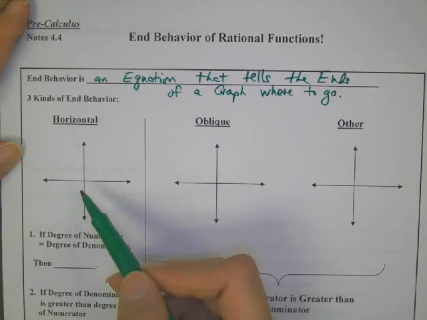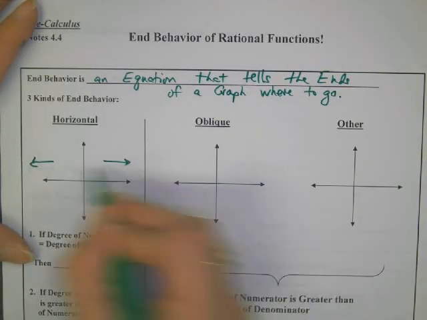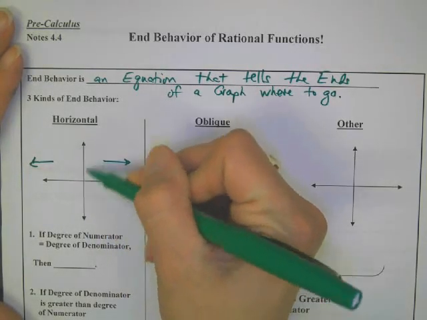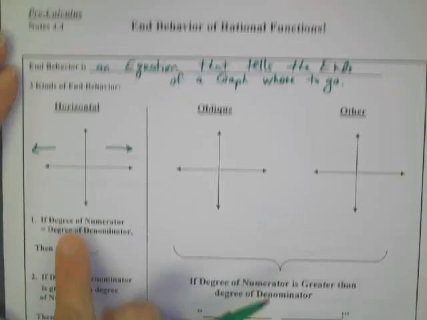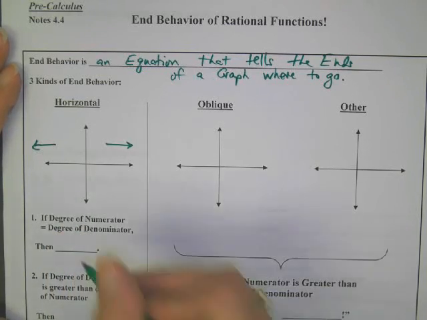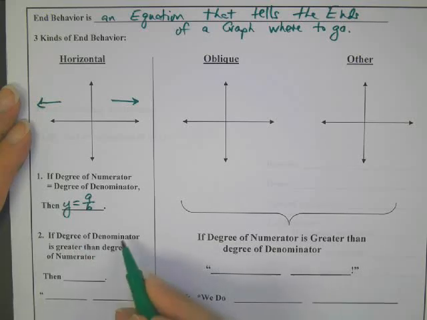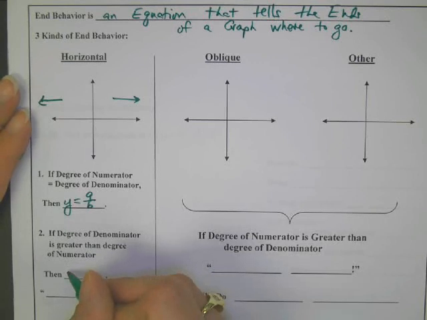Okay, first of all, we talked about horizontal end behavior before, and this would be a horizontal line that tells the ends to follow it. Remember, you can't have a function cross in the middle because it's just dictating the ends. If the degree of the numerator is equal to the degree of the denominator, then the end behavior is y equals, do you remember? A over b. But if the degree of the denominator is greater than the degree of the numerator, then the asymptote is always, very easily, y equals 0.